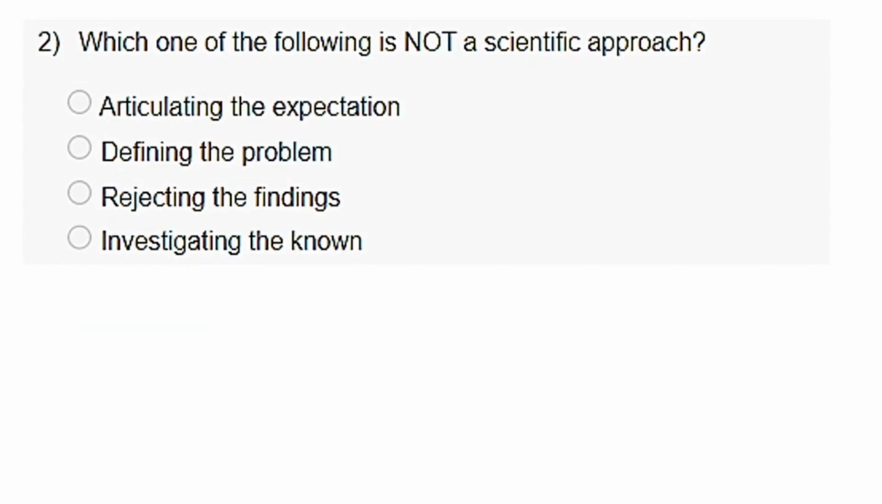So which one of the following is not a scientific approach? Anybody? Articulating the expectation. Okay. Anybody else? Rejecting the findings. Okay. Can you two explain why you selected these? What made you think that this might be the answer?